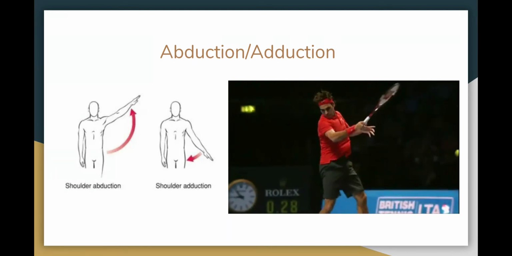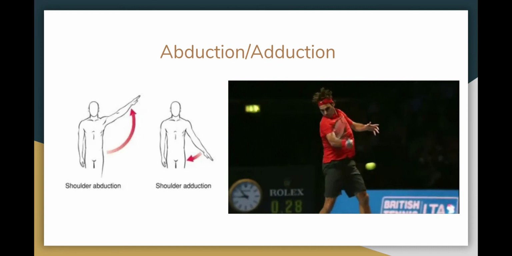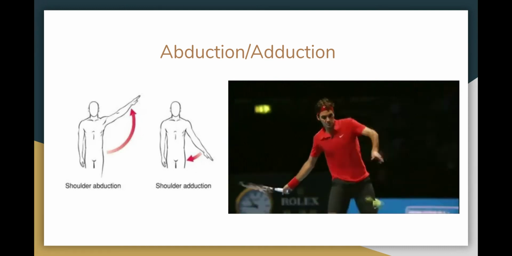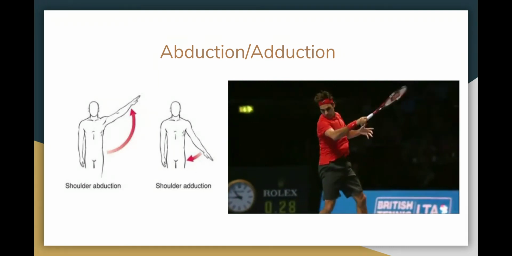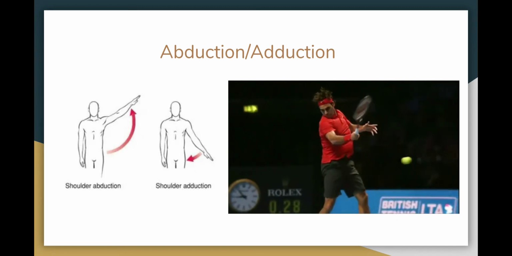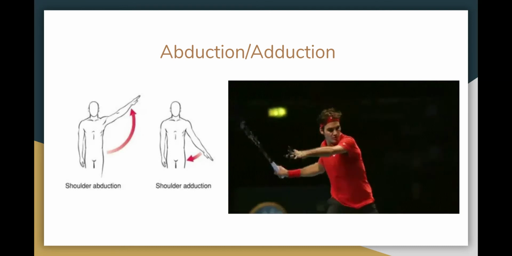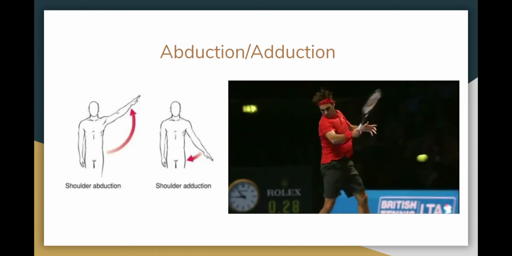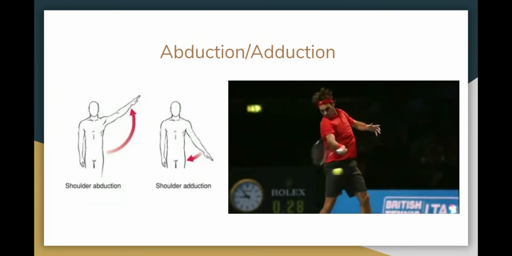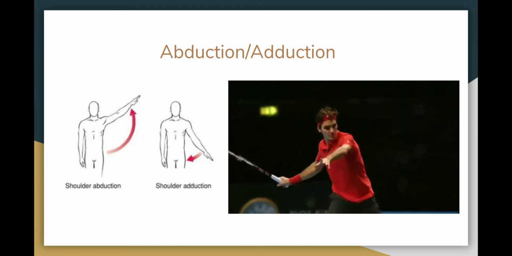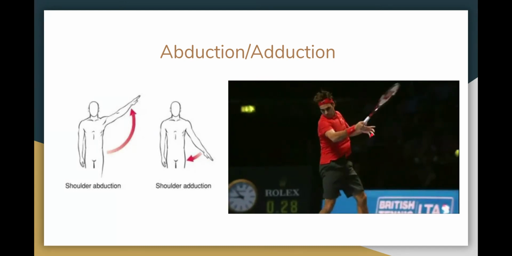The muscle contracting to cause the adduction as he plays the shot are the pectorals, and the muscle relaxing at the time is the deltoid. So the deltoid and the pectorals work as an antagonistic pair.